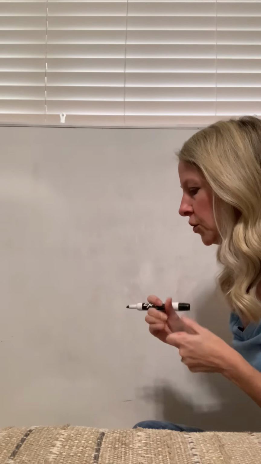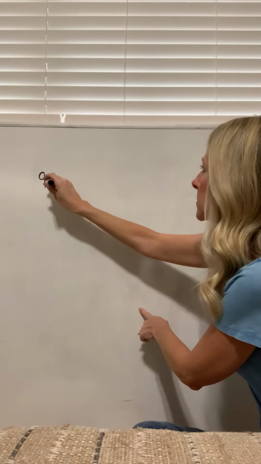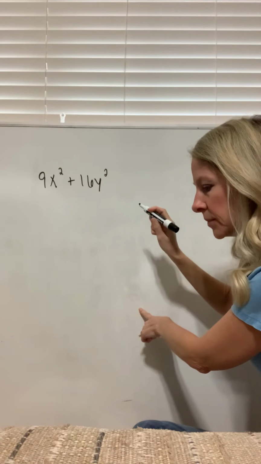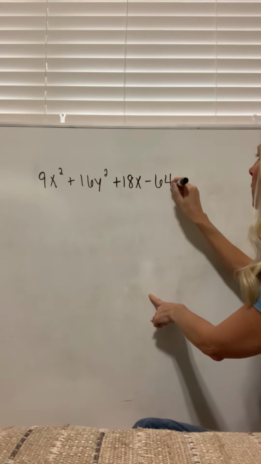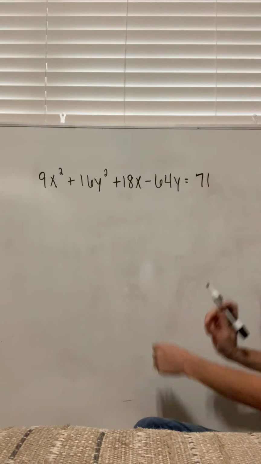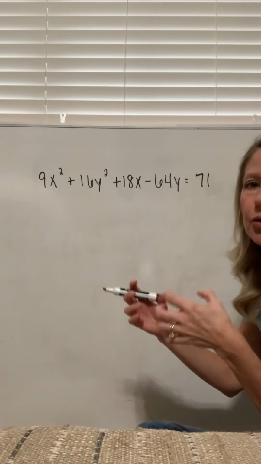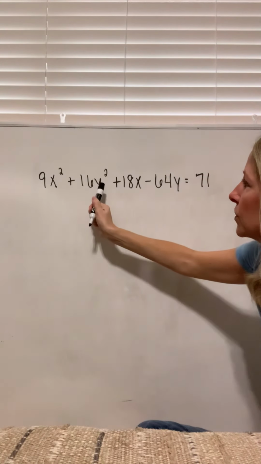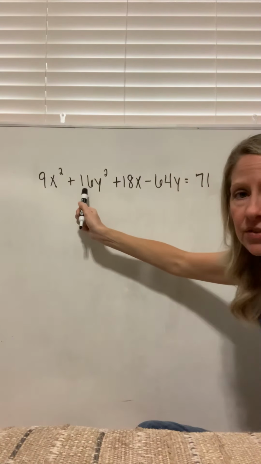Let's say that you've got 9x squared plus 16y squared plus 18x minus 64y equals 71. Now, what you can do is group your x's and group your y's. Notice in front of the x squared you have a 9, in front of the y squared you have a 16. We're going to have to factor out the 9 and we're going to have to factor out the 16.